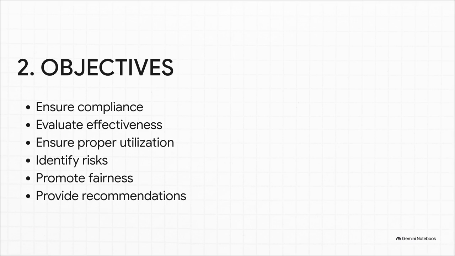Moving to 2, objectives. What are we trying to achieve? We need to ensure compliance, evaluate effectiveness, ensure proper utilization, identify risks, promote fairness, and provide recommendations. Let me give you a real-world example for that identify risks part. An auditor might be digging in and suddenly spot a situation where the exact same person who enters new hires into the HR system is also the person who approves the payroll runs. Guys, that is a massive control weakness. An auditor spots that instantly to prevent potential fraud before it even happens.